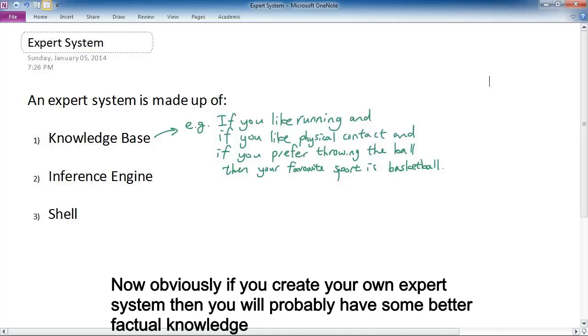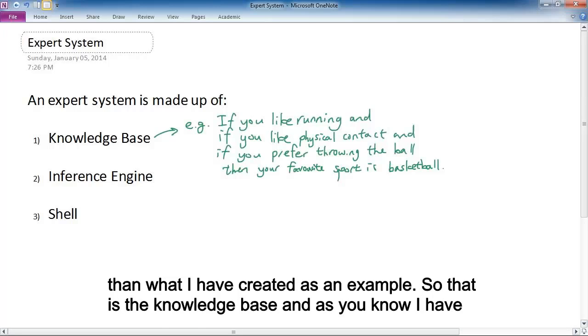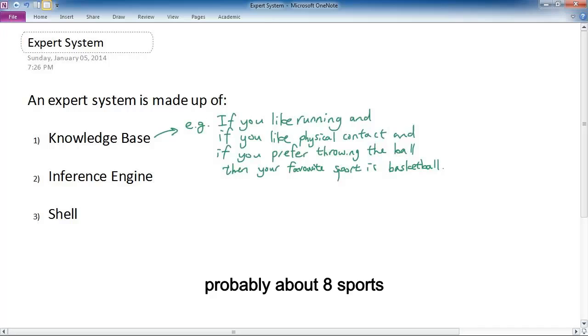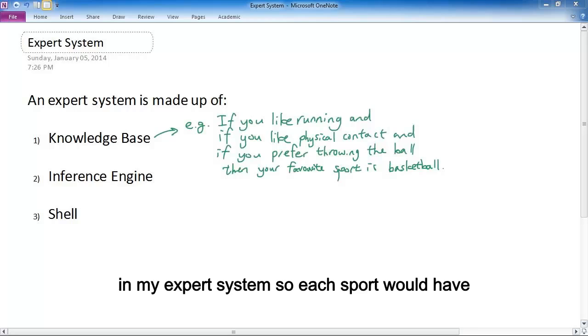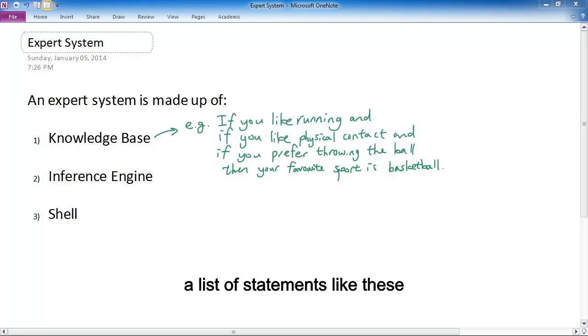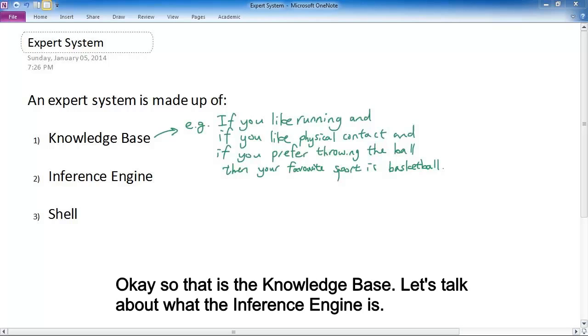Now, obviously, if you create your own expert system, then you would probably have some better factual knowledge than what I have created as an example. So that is the knowledge base. And as you know, I have probably about 8 sports in my expert system. So each sport would have a list of statements like this in the knowledge base. Okay, so that is the knowledge base.